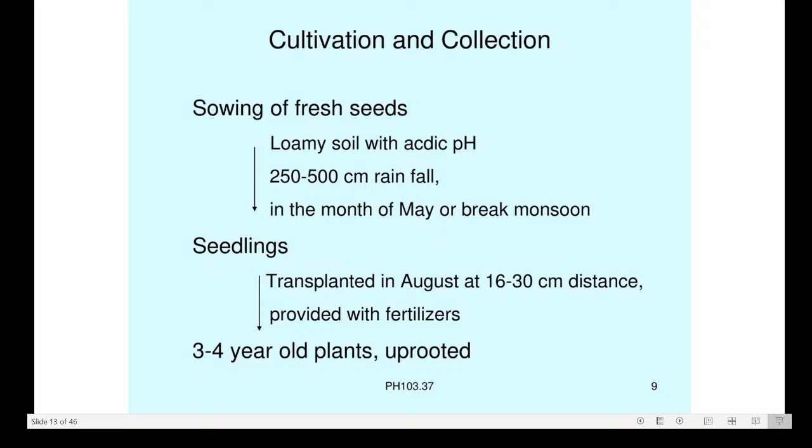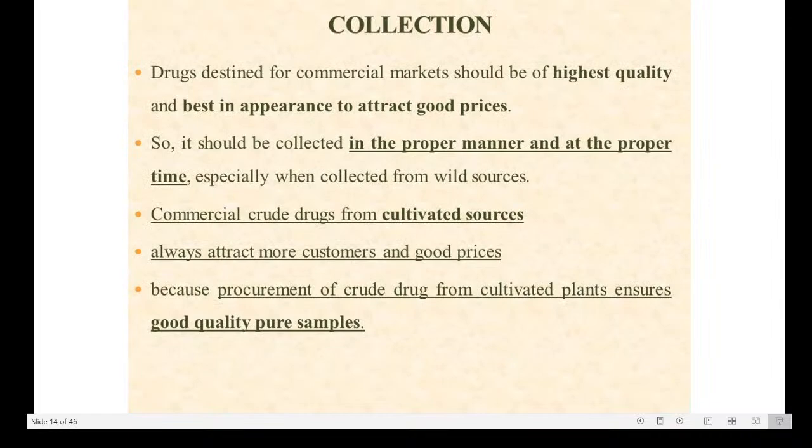In this plant we are going to use the particular fruit or leaf, so there is no need to harvest the whole plant. You can repeatedly use that particular plant. After that comes collection. Collection means the whole drug collection from the plant.